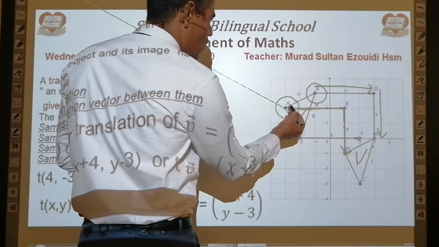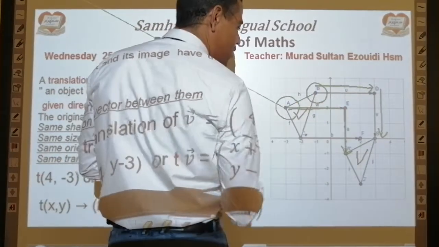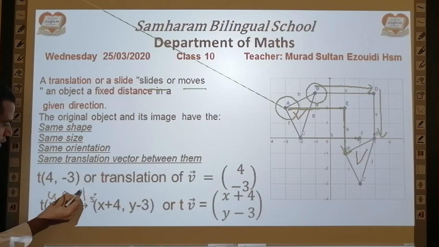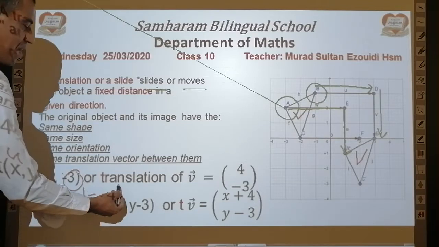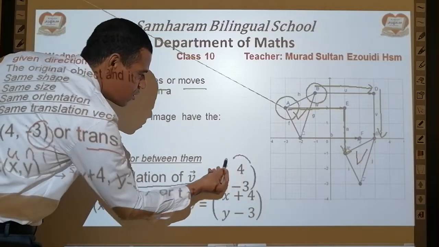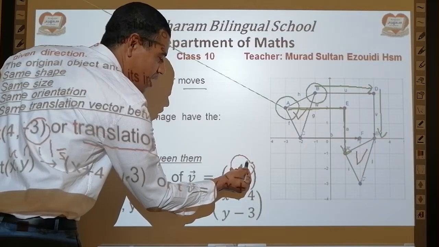Any point of the original triangle should move 3 units down and 4 units to the right. So I can express my vector of translation as translation of 4 units to the right and three units down. Or we can also express it as translation of the vector v equal to (4, -3). Each point of the triangle should move 4 units to the right in the direction of x.